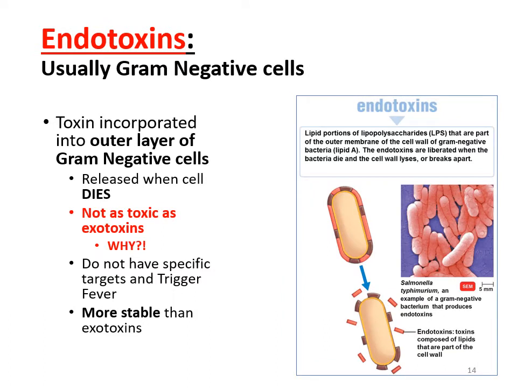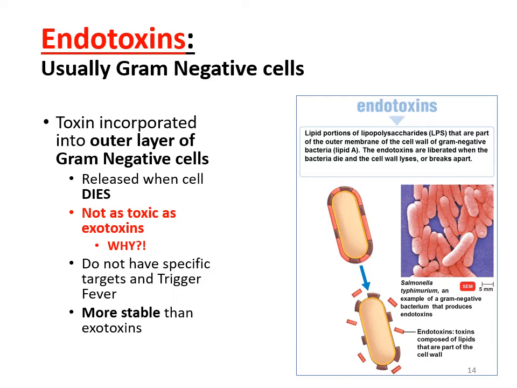Now, the alternative is that some bacteria instead will produce endotoxins. And when you hear endo, it means within. So endotoxins are within the bacteria's own cell wall. They're in the outer layers of gram-negative cells usually, for instance, the lipids that we mentioned in earlier slides. The difference with endotoxins, since they're built into the bacteria's cell wall, is that they are only released when the cell dies.